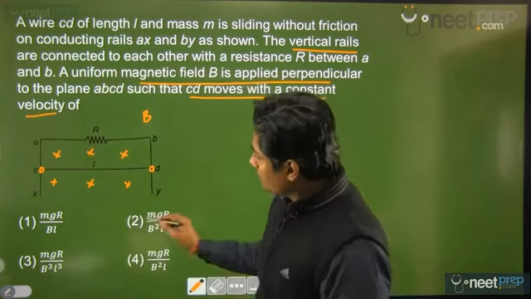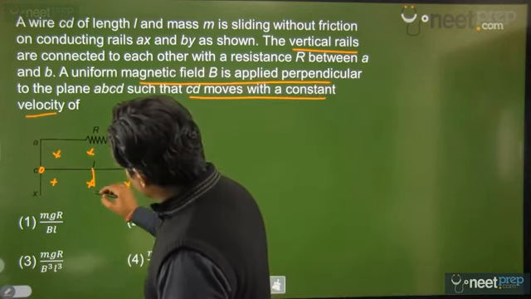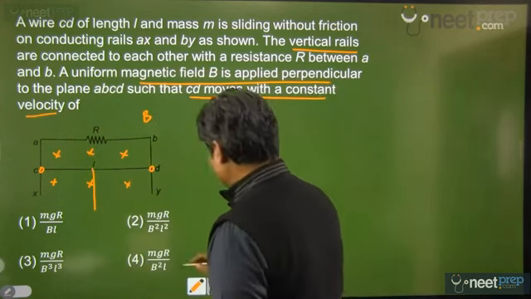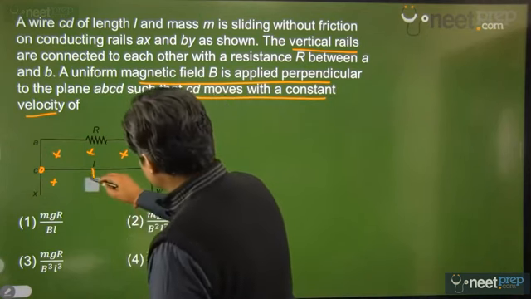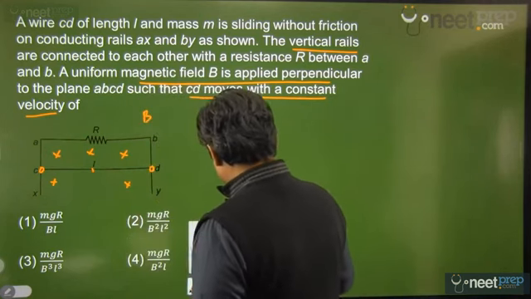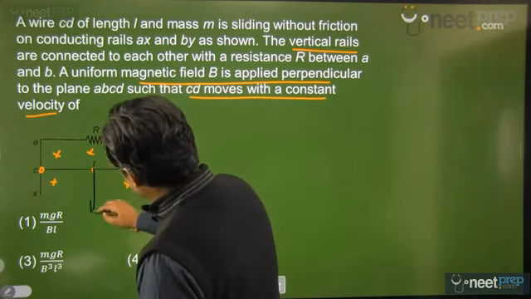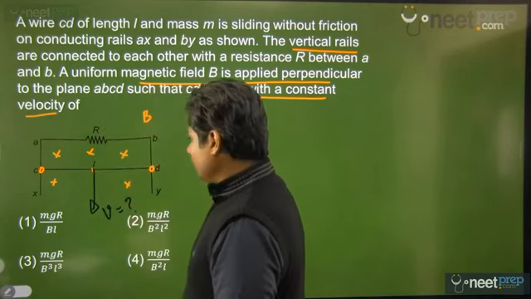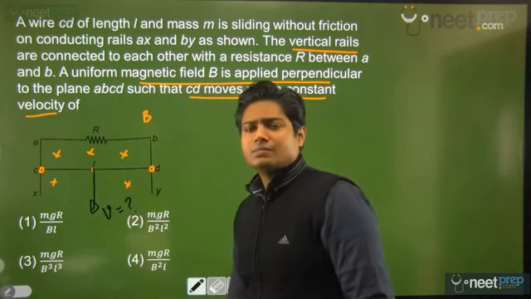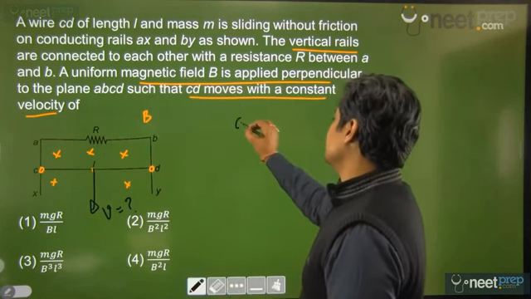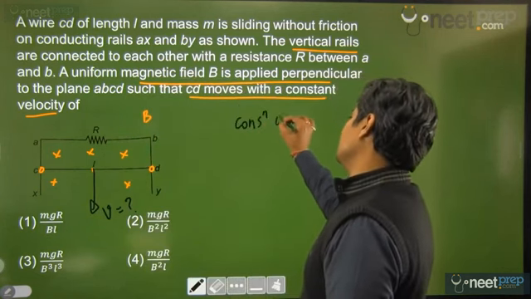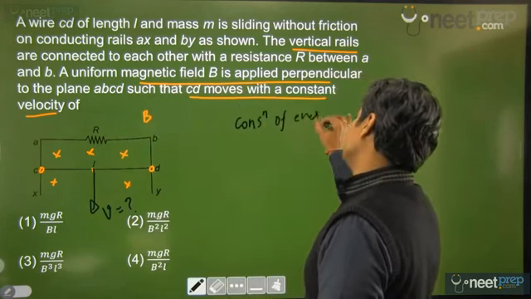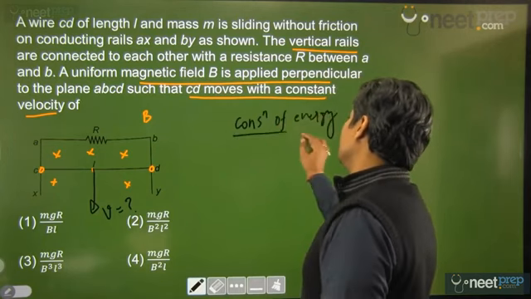So my dear students, this CD moves with a constant velocity. It is given to us. When CD moves with constant velocity, this is what we need to find. How do we find this? There is a very simple concept: conservation of energy, or you can say Lenz law.